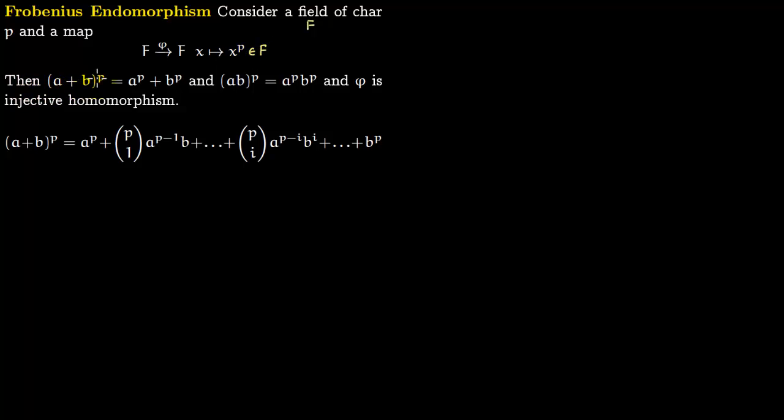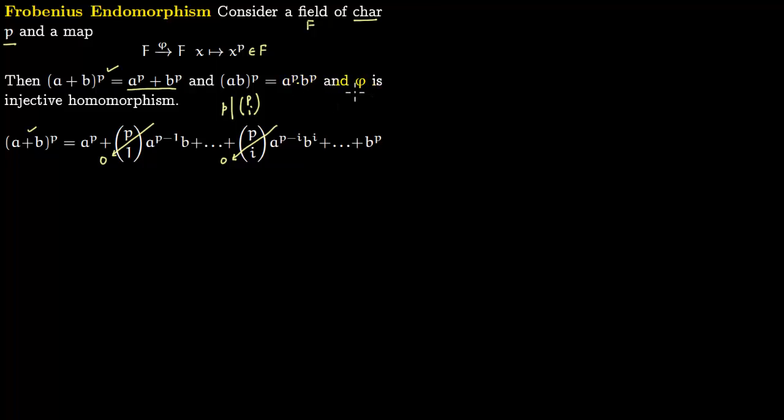Then (a + b)^p is a^p + b^p, and (ab)^p is a^p times b^p. You can see this immediately from the binomial theorem. You do the binomial expansion, and you will see that the prime p divides p choose i, and therefore all these middle terms will be 0, because we are working in a field of characteristic p, and therefore you just get a^p + b^p. And (ab)^p is a^p times b^p.